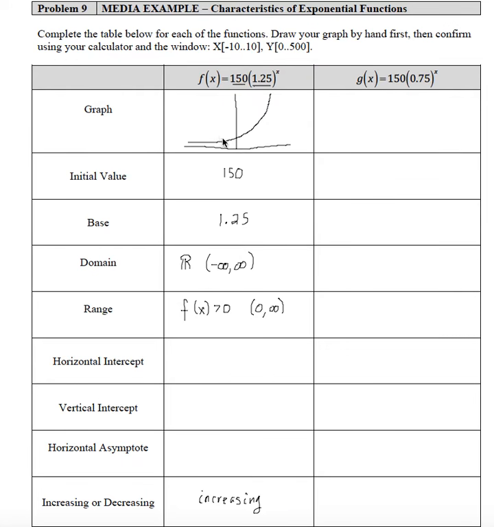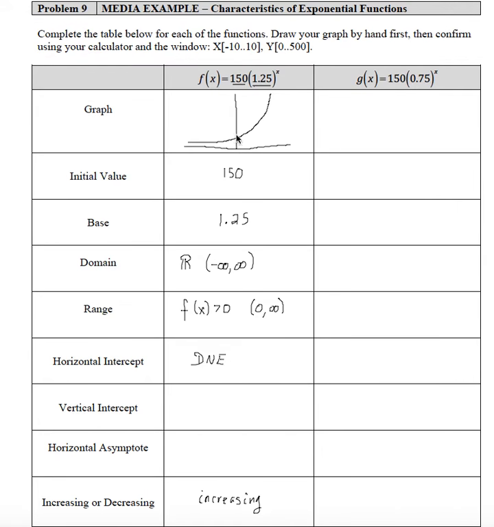So we can see from the graph that in this direction, the graph's going to get closer and closer and closer to the x-axis, but is never actually going to intersect the x-axis. That's why the outputs are greater than 0. If we intersected the x-axis, it would be greater than or equal to 0. The horizontal intercept, we are again looking for a place where the graph crosses the x-axis, and it does not. So the horizontal intercept is a DNE.